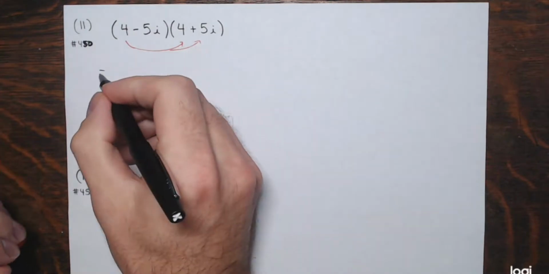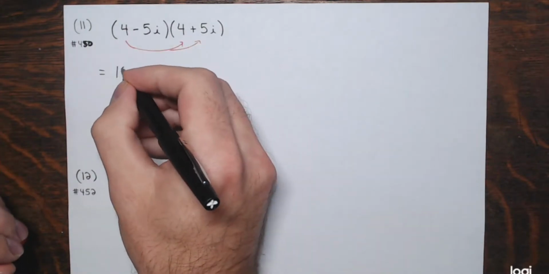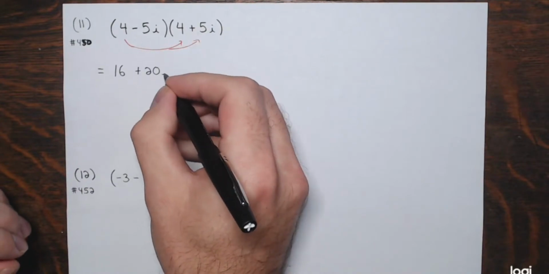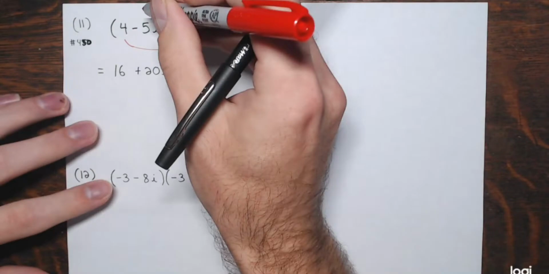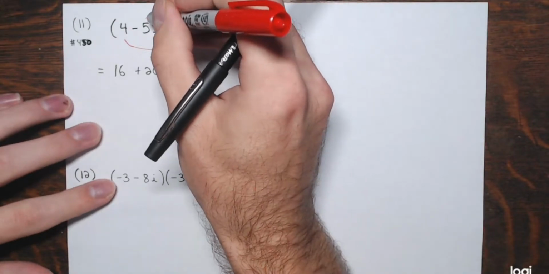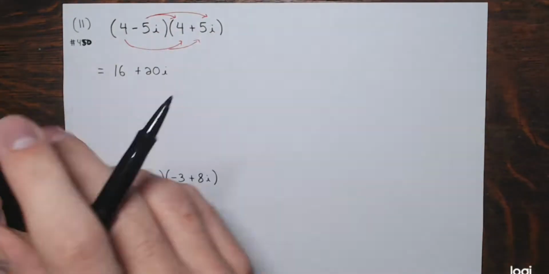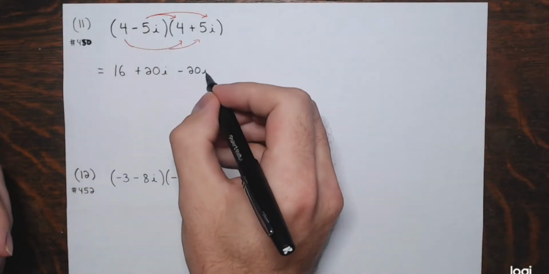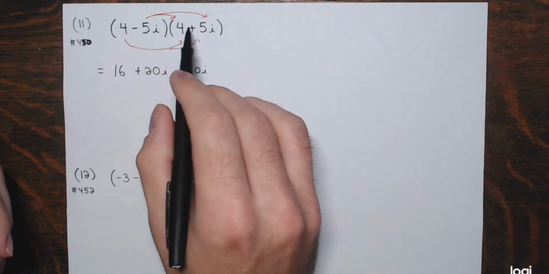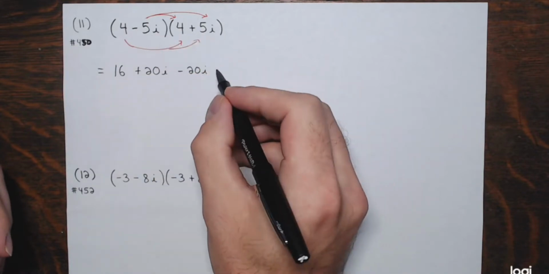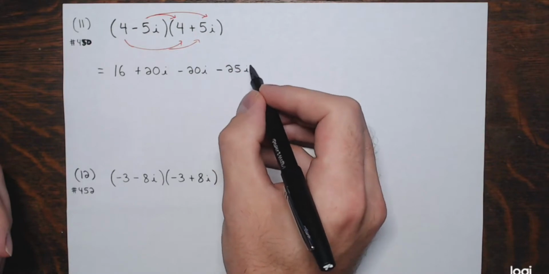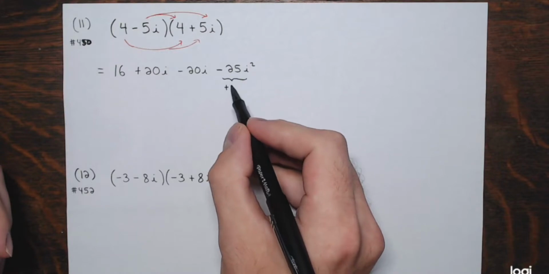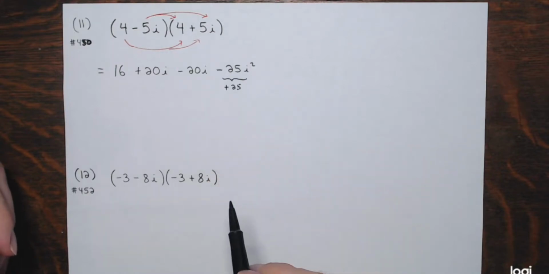And we get, 4 times 4 is 16. 4 times positive 5i is positive 20i. And then I move over and distribute the negative 5i. Negative 5i times 4 is negative 20i. And negative 5i times positive 5i is negative 25i squared, which this last term would just be plus 25. Right, negative 25 times negative 1.